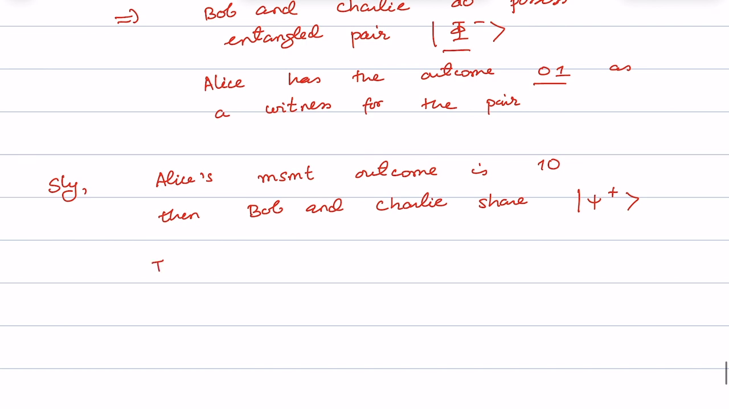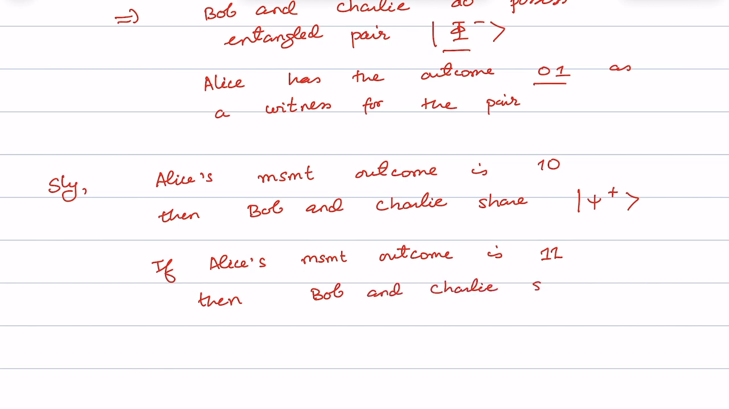And finally, if Alice's measurement outcome is 1, 1, then Bob and Charlie share the entangled state psi minus.